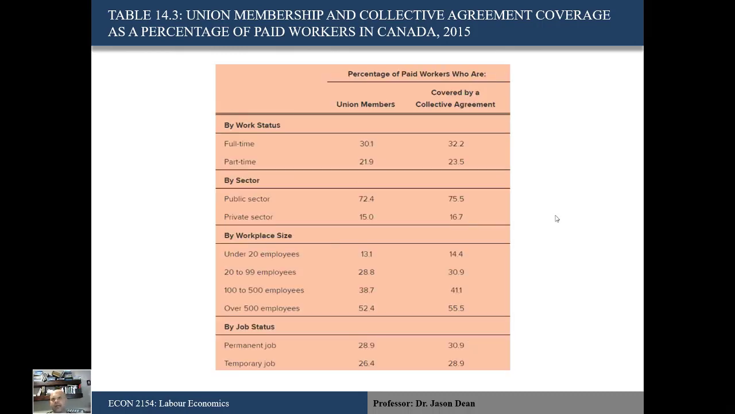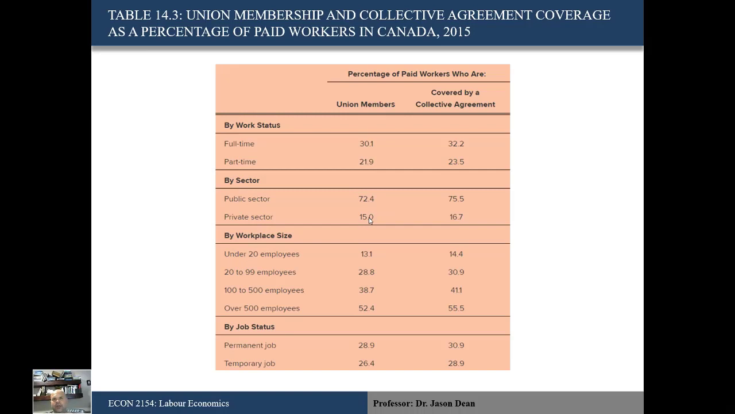If we look at work status, either part-time or full-time, we clearly see that full-time workers are more likely to be unionized. The difference is roughly 10 percentage points. If we look at the sector of the economy, either public or private, the public sector is substantially more likely to be unionized than the private sector.